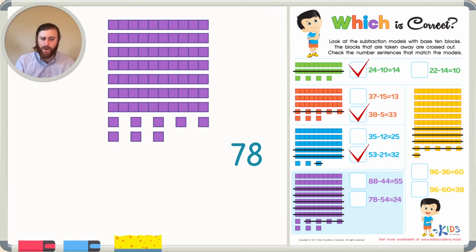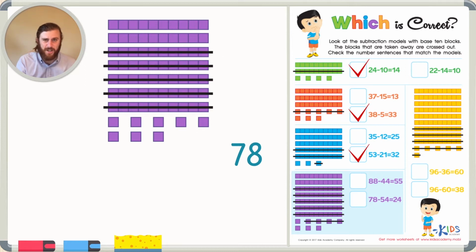Well, how many are crossed out? I see that there are 5 tens crossed out. So we're going to be taking away at least 50. So we could put a 5 in the tens place. How many cubes are crossed out? Well, there are 4 cubes crossed out. So we can go ahead and put a 4 in the ones place, making the total number of cubes that we're taking away 54. Do you see an answer choice that matches this so far?